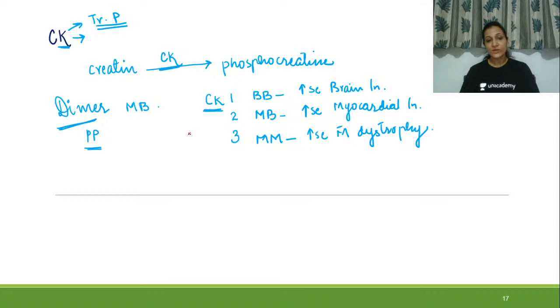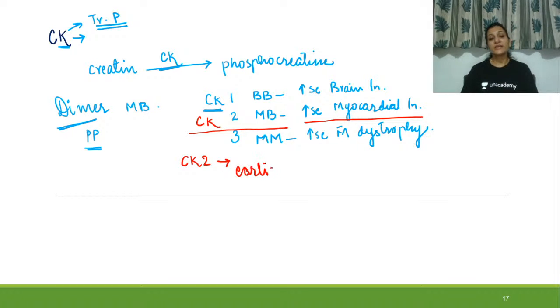Now, if you can see over here, CK2 increases in myocardial infarction. When we were talking about LDH, we saw a similar thing, but it increases after some time. So if it increases after 6 to 12 hours, it was called a late marker. The CK2 is the earliest marker of MI.